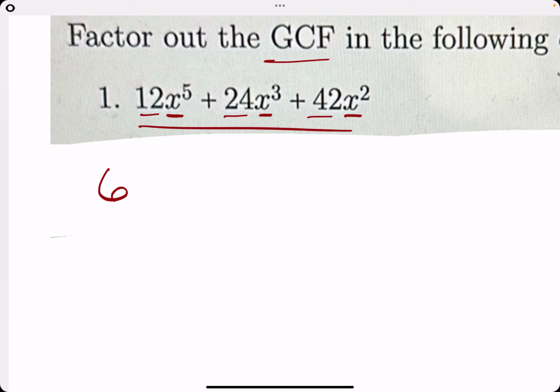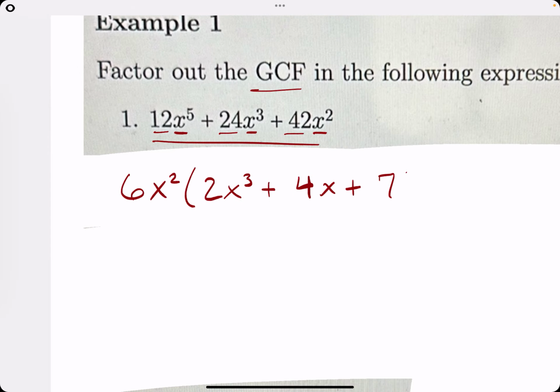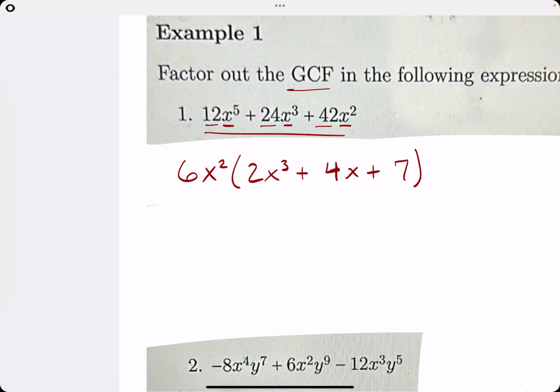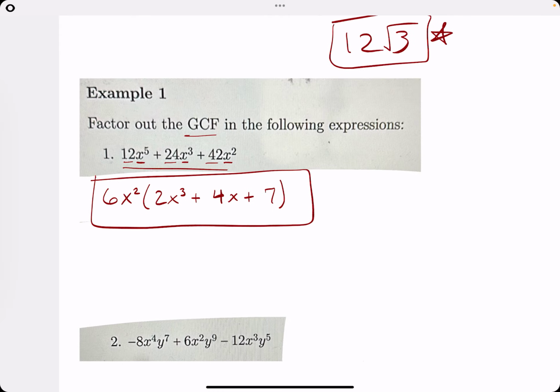What's the greatest amount of x's we can factor out? That would be x squared. So 12x to the fifth divided by 6x squared is 2x cubed. Plus 24 over 6 is 4. X cubed over x squared is x. So x. 42 over 6 is 7. X squared divided by x squared is 1. So this is done. We factored out the GCF.